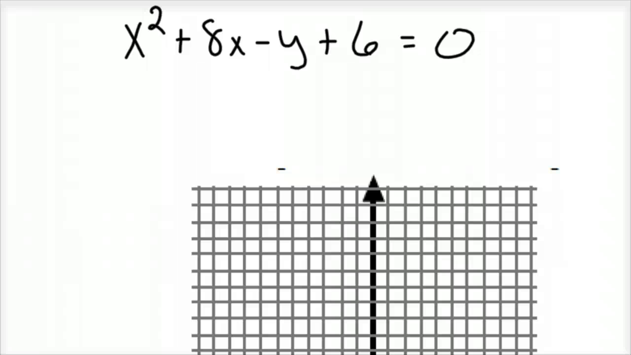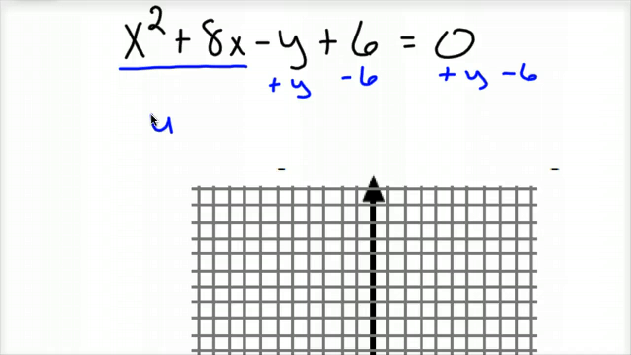What you do is you look at, first off, is it a parabola? Well, if you have an x squared term and a y term, then we know this is a parabola. So I'm going to solve for y. The first step I do is move the y and the 6 to the right. I'm going to add y to both sides of the equation and subtract 6 from both sides, and leave this x squared plus 8x together. So you would have y minus 6 equals x squared plus 8x.